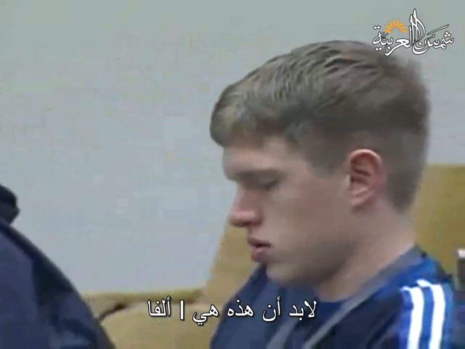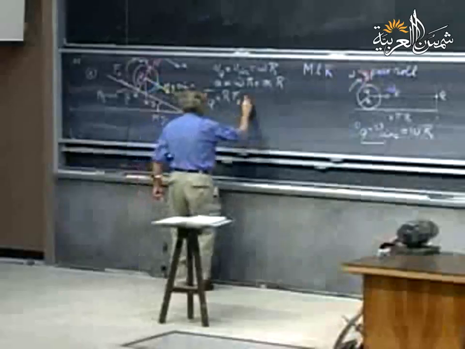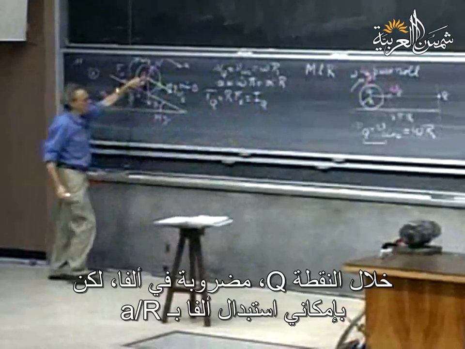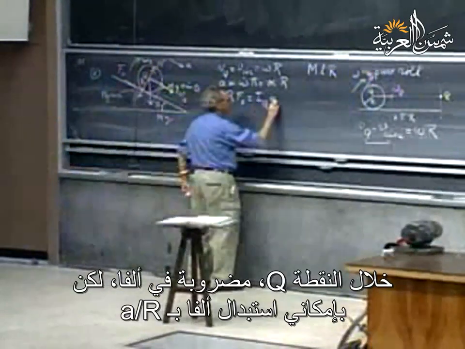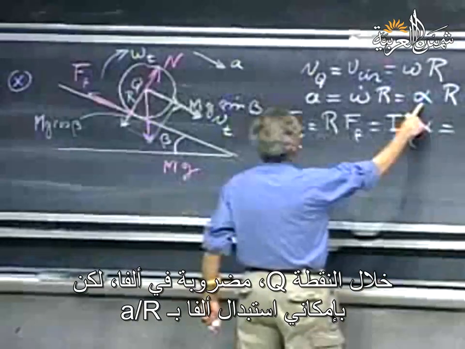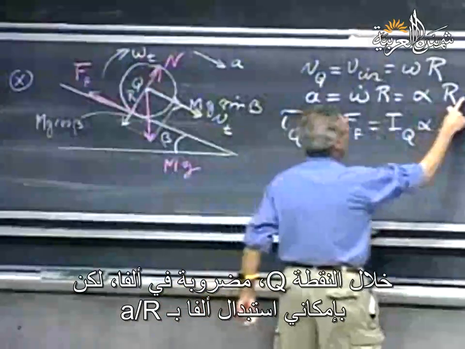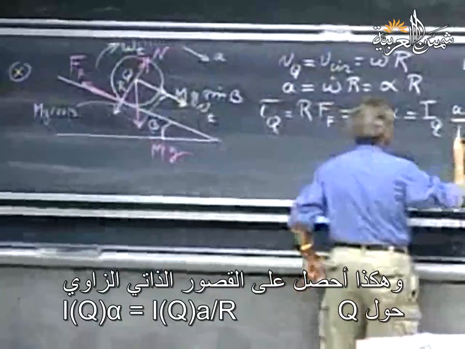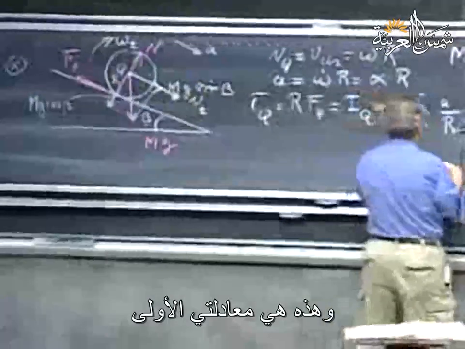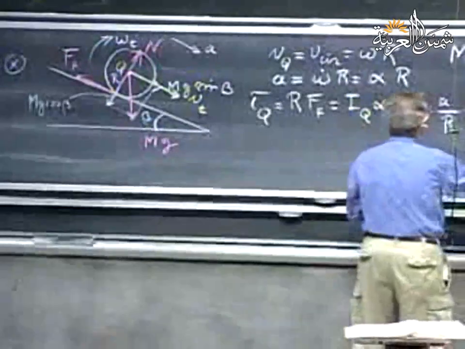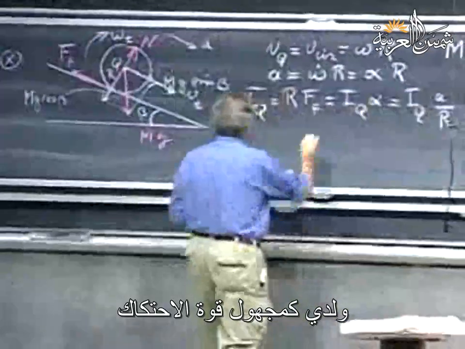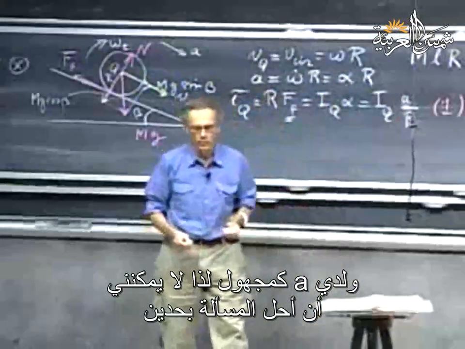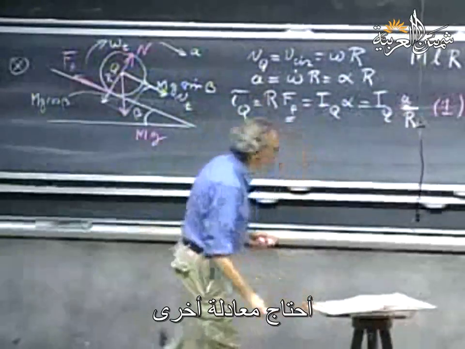This must be I alpha, I being the moment of inertia for rotation about this axis through point q, times alpha, but I can replace alpha by a divided by r. So I get the moment of inertia about q times a divided by r, and this is my first equation. I have as an unknown the frictional force, and I have as an unknown a, and so I cannot solve for both. I need another equation.